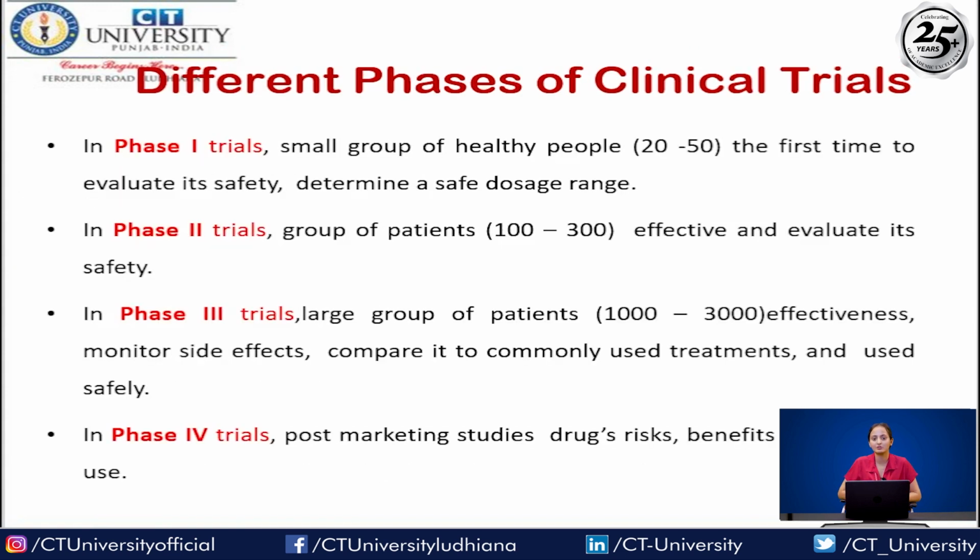Then after completion of your preclinical study and filing the IND submission, you go for the different phases of clinical trial. As you know, in phase 1 we take small numbers of healthy volunteers, about 20 to 50 people. For the first time, it will evaluate the safety and determine the safe dosage range.